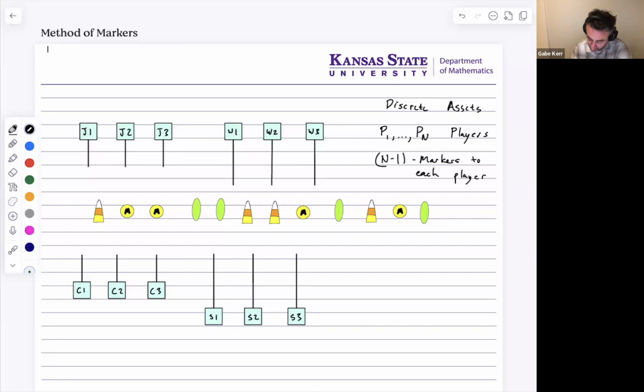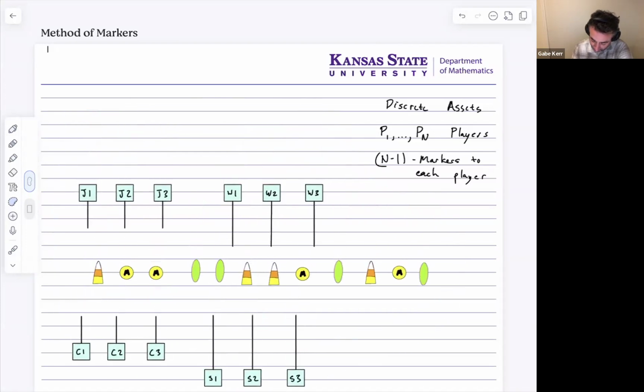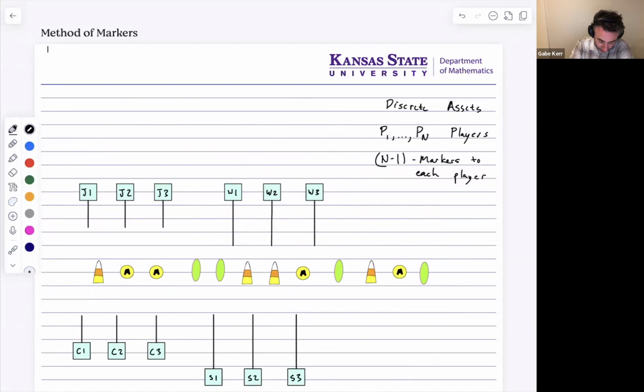So my players in this example are going to be John, Wendy, Charles, and Sandra. Great. So I have 4 players, which means each player gets 3 markers according to this. And I've lined up all of the candy, or the assets, in a line.